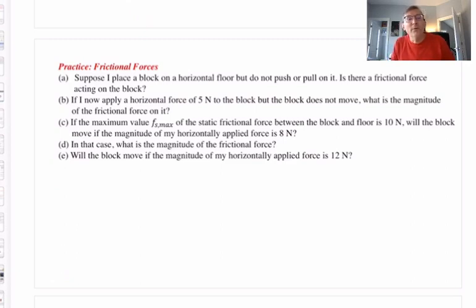So, here we go. Suppose I place a block on a horizontal floor, a regular floor in a room, so you know that there's friction if you need it. But I don't push or pull on it. Is there a frictional force acting on the block? I'd like you to pause the video and think about that and get your own answer in your head. You can take as much time as you need and then come back.